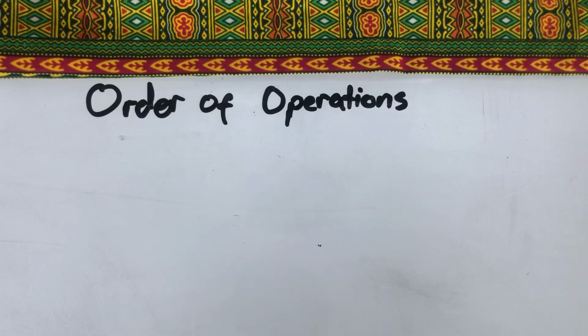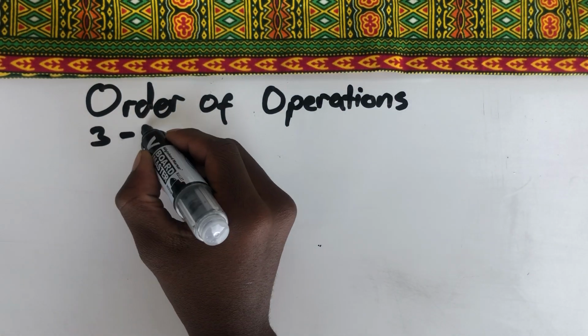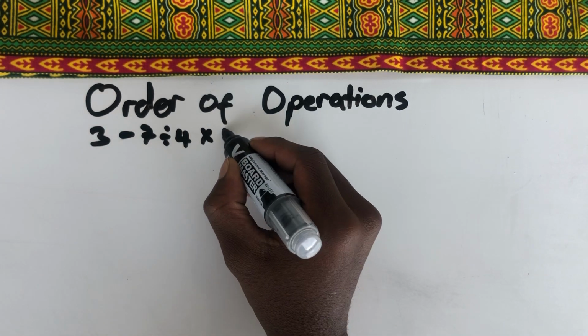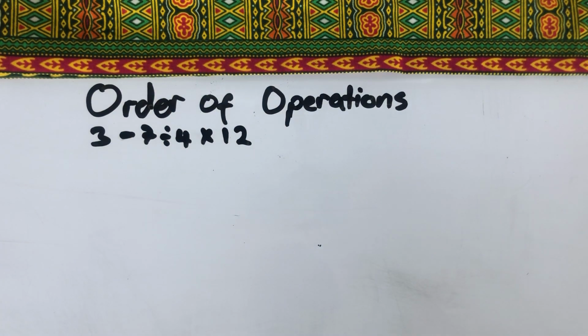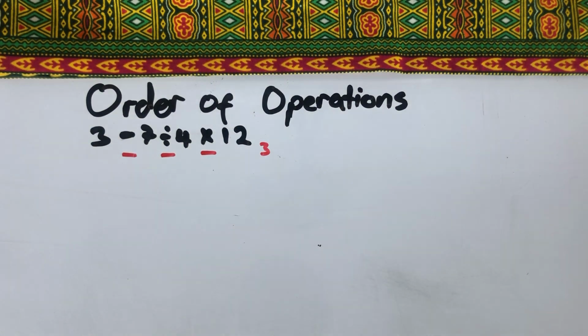What is the order of operations? This is a particular order in which we have to carry out math operations. They are the rules to follow when simplifying an expression. Let's look at this expression here: 3 minus 7 divided by 4 multiplied by 12. If you notice, we have three operators in this expression, and there is a particular order in which we have to carry these operations out.